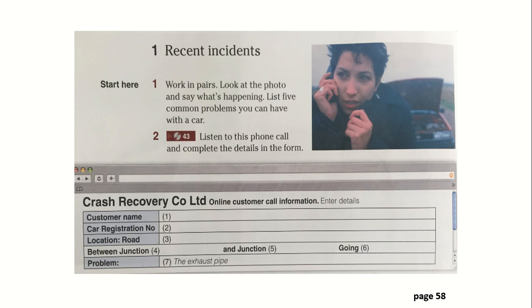Okay, so now after we have listened to the audio, let's check the answers together. What is the customer's name? The customer name? Anita Zubaid. Yes, and the car registration number? As you see, it's Y449MNE. And the location, the name of the road is A13. And the numbers of the junctions, 15 and 16. And going which direction? South. What happened to the exhaust pipe? It has fallen off. سقطت.